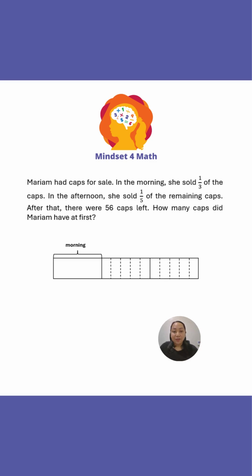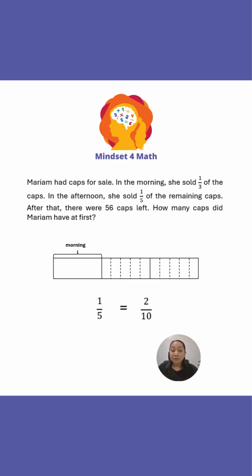She sold one-fifth of the remaining caps. We know that the remaining caps here are represented by the two equal units that we have left here. But there's no way I can make 5 equal units using the 2 units there. So what I will do is to cut each unit into 5 equal parts.